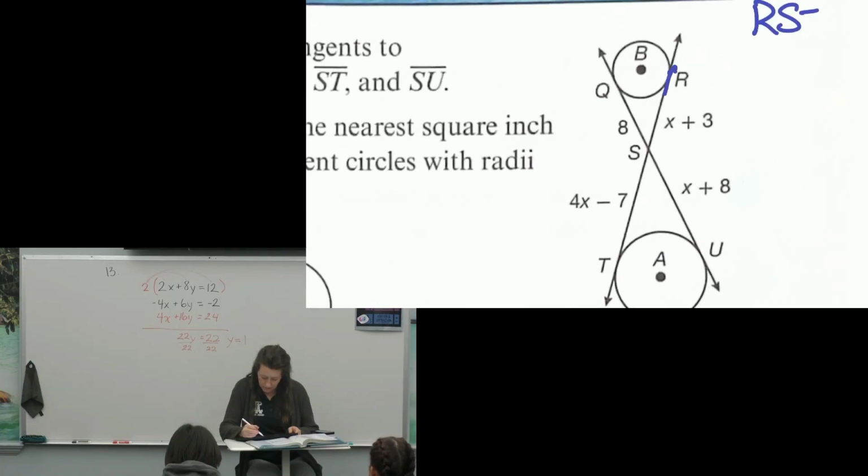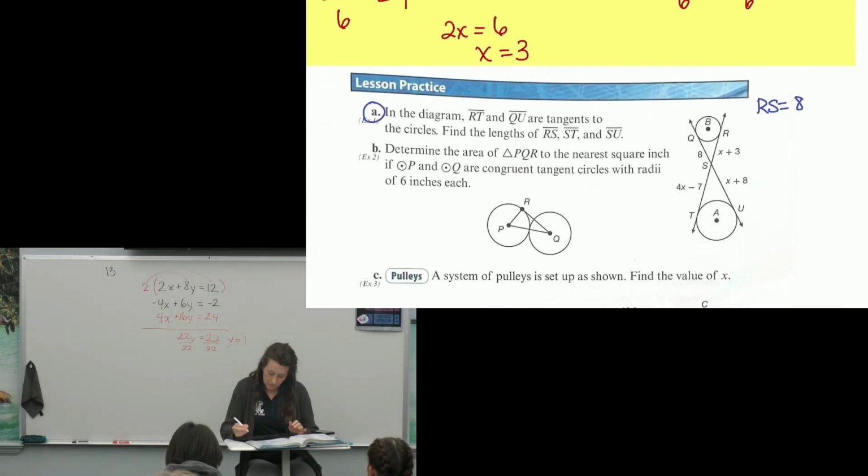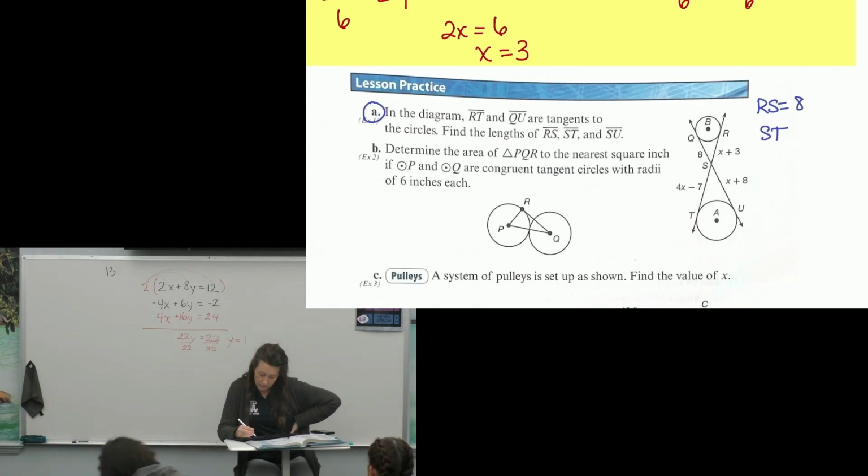RS. We want to know what this one equals right here. Can you tell? Not quite. Look, it's the same as QS. They already told us, 8. So RS equals 8. Now ST, if we know that 16, that would be 8 plus 3. Oh wait, no. So that would be 5. Would X equal 5? Because 8 would equal X plus 3. ST, which is 16.